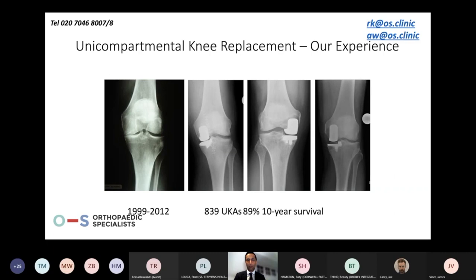Now, we've had really good experience with unicompartmental knee replacements. And so this patient would be just the kind of candidate who would do well from a partial knee. And in fact, we've had 90% survivorship at 10 years. And that's in keeping with the registry data.